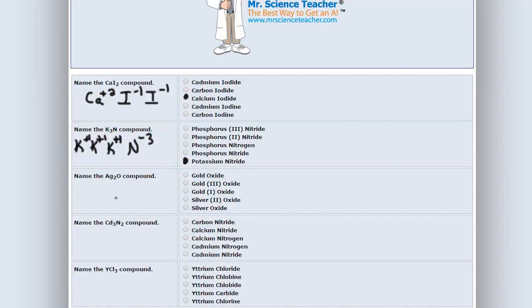Name the Ag2O compound. Well, Ag is silver, and it's a +1, and I have 2 of them. O is oxide, and that's a -2. +1 +1 -2 equals 0. Silver oxide.